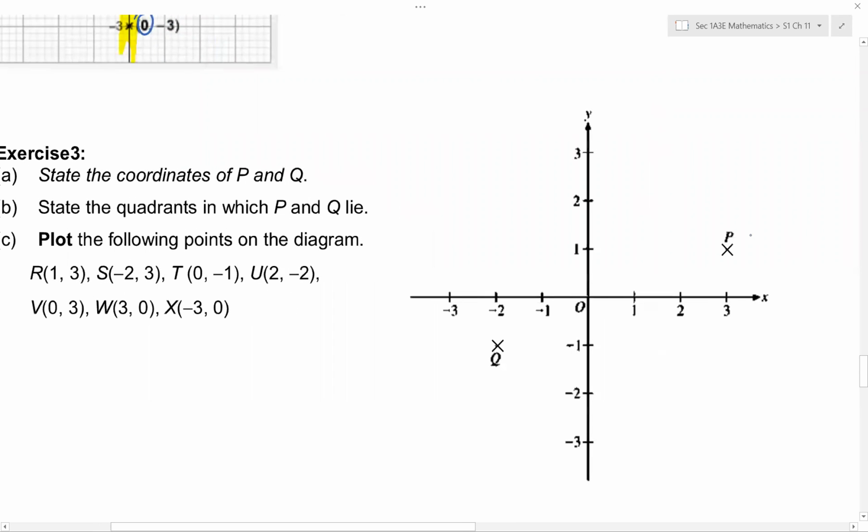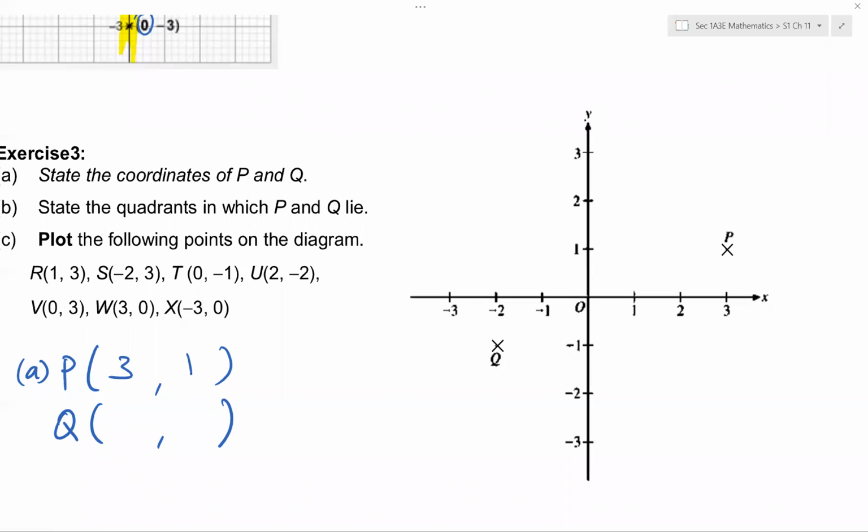What you do is, for part A, P open bracket. What are the x coordinates, y coordinates for P as well as Q? What's your answer for P? 1, right? Okay. So P, we have 3, 1.